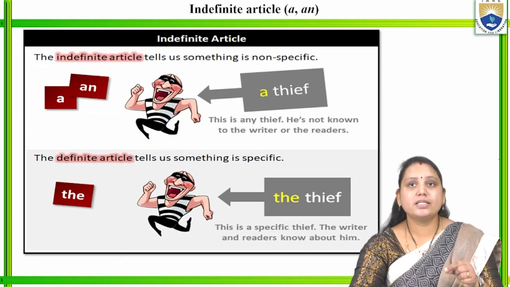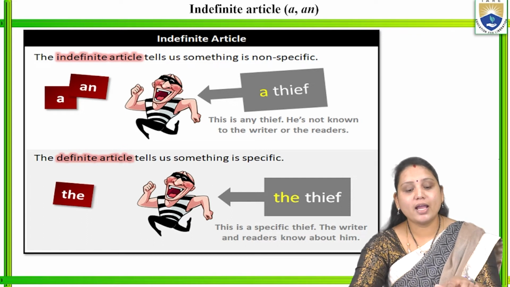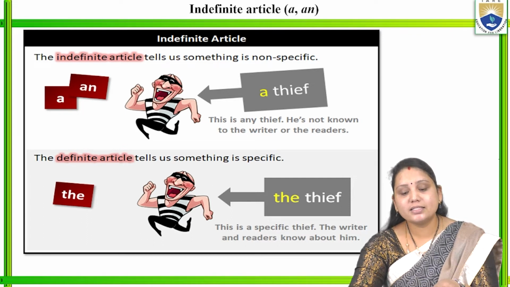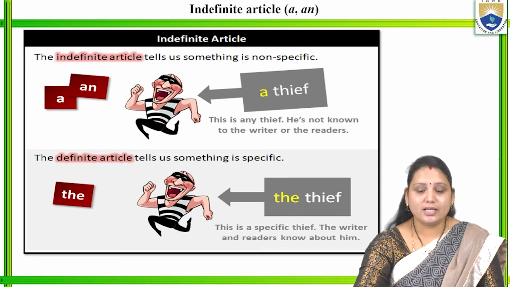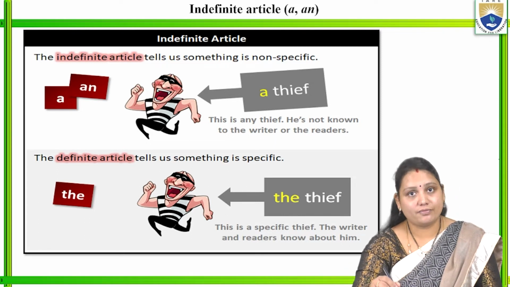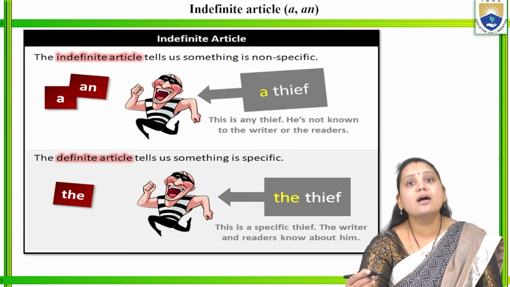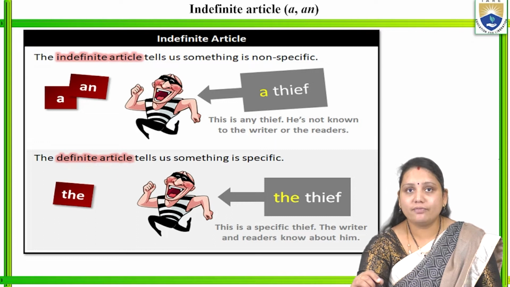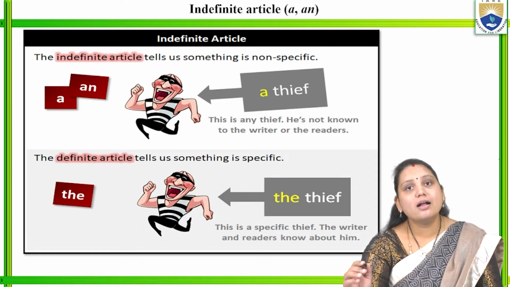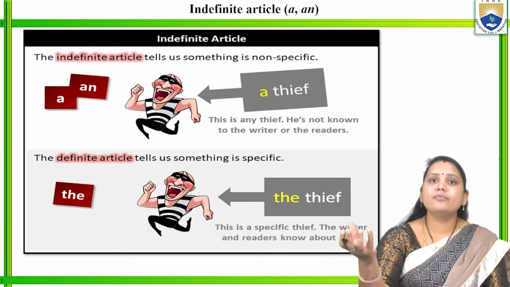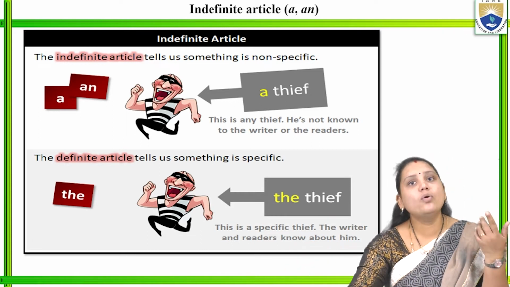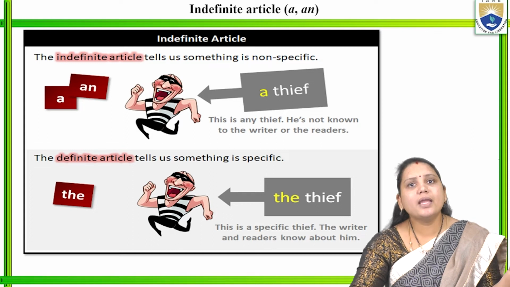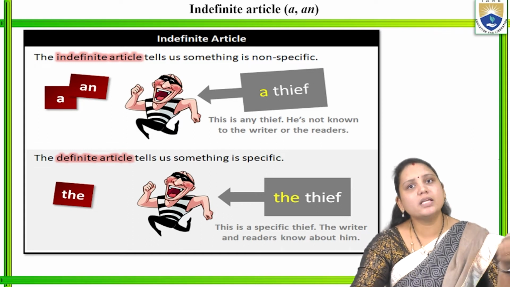Next, just see here, the indefinite article tells us something non-specific. When we are saying 'a thief', this is any thief. He is not known to the writer or the readers. When we say 'a thief', that means it can be any thief. I have seen a thief. Who is that thief? It can be anyone. Among many other thieves, he is one person.